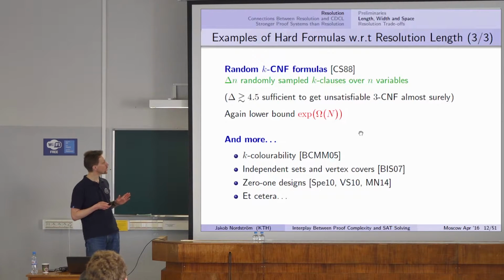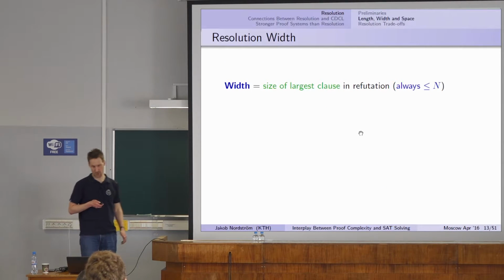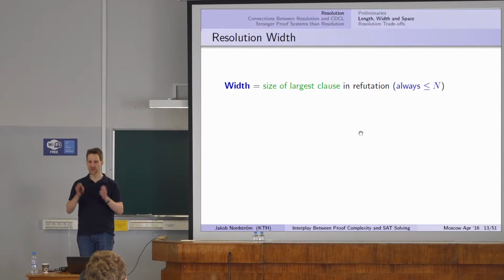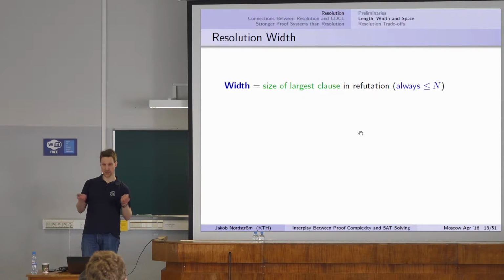What I want to talk about now is how do you prove these lower bounds? Like roughly how would you prove them? Turns out that you should look not at the size of proofs or the length of proofs, you should look at the width of proofs. Okay, you should look at the size of the clauses in the proofs. So clearly, how large can a clause be? Well, it can mention every variable at most once. So, it's upper bounded by n.